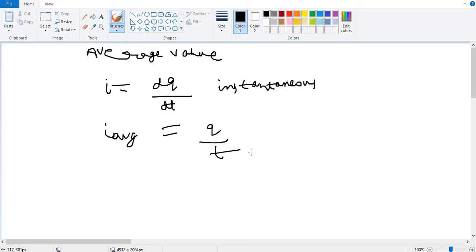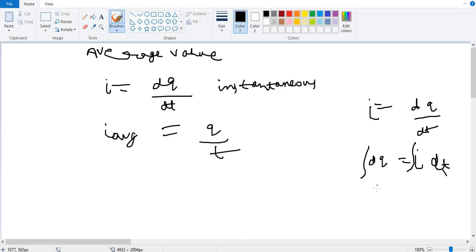But when it is with respect to any function or any quantity which depends on time, then we will go to another formula. As we already know, I is equal to dq by dt, correct? So dq is equal to, cross multiplying, I dt. Now what will we do? We'll integrate both sides. So integration of dq is equal to integration of I dt. What is integration of dq? It is nothing but q. Q is equal to integration of I dt.